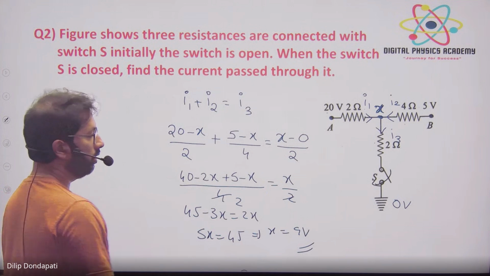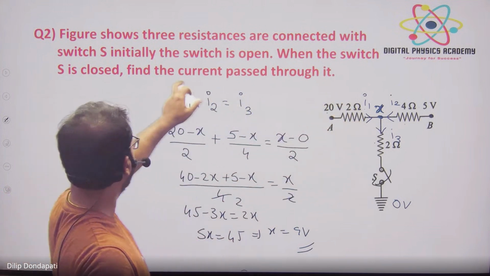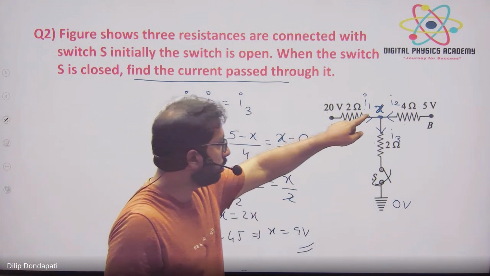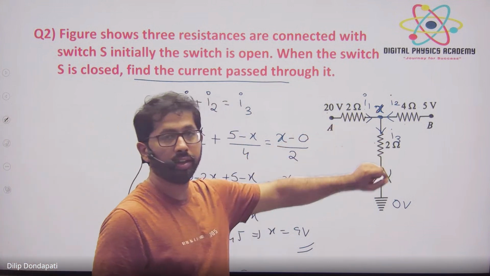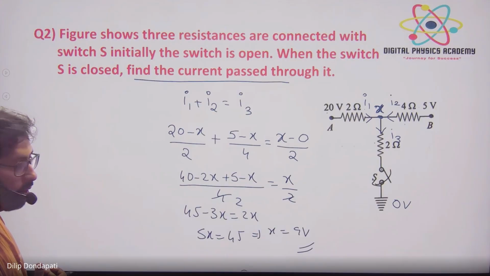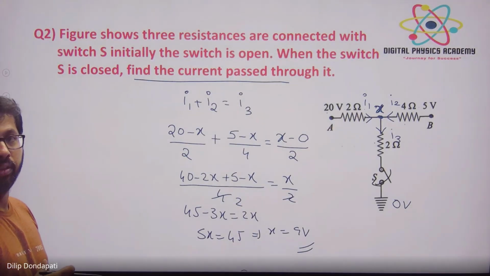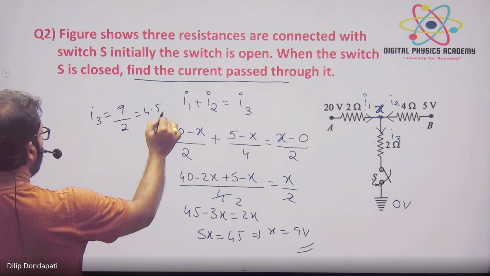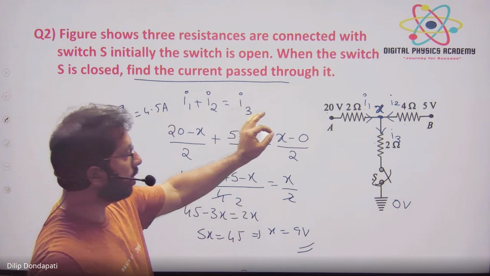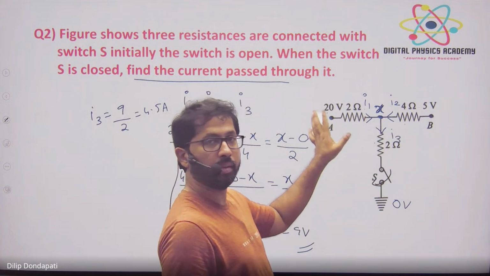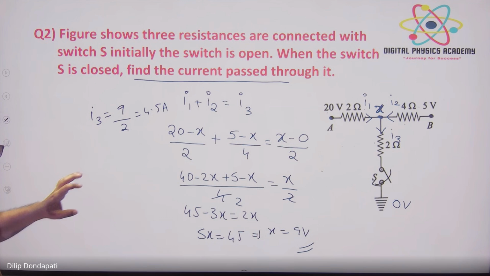Now how much is the current? How to find the I3 current? You are asking the current passing through the switch, right? You know this potential, you know this potential, you know the resistance, so find the current. I3 is 9 by 2, which is 4.5 amperes. They will not give a closed circuit like the battery-current habit we have; they say point potentials. Is the understanding okay?